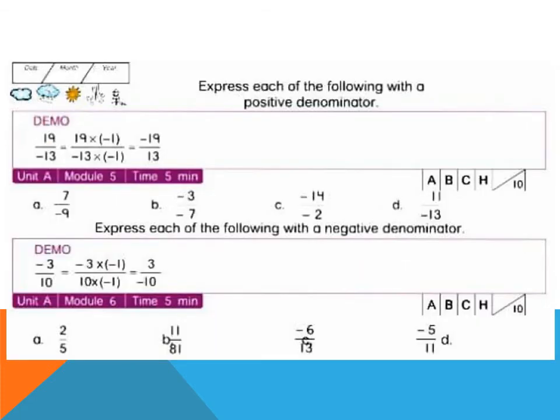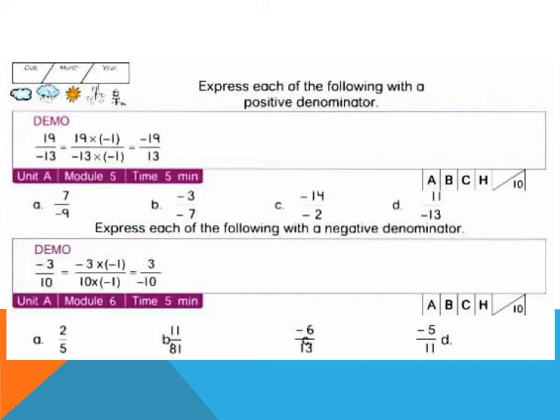So here in module number 5, express each of the following with a positive denominator. In module number 5 all the denominators are negative, we have to convert them into positive. So basically what we will do, look at the demo, we will multiply both the numerator and denominator by -1 and the signs of the numerator and denominator will get interchanged. Pause the video, try this yourself, I will show you the answers after this.